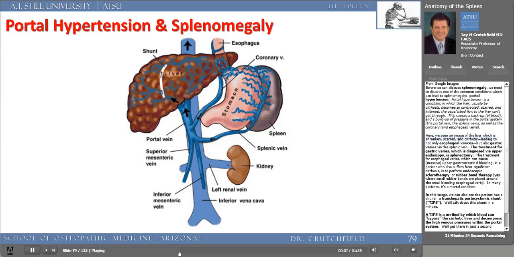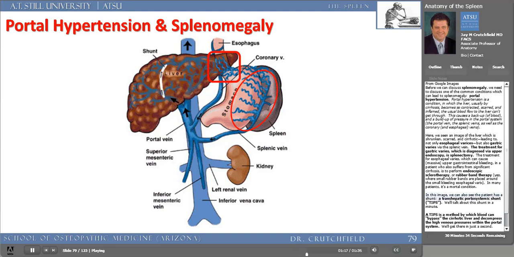Here we see an image of the liver, which is shrunken and cirrhotic, leading to not only esophageal varices, but also to gastric varices via the splenic vein. The treatment for gastric varices, which is diagnosed on upper endoscopy, is to perform splenectomy. The treatment for esophageal varices, which can cause upper gastrointestinal bleeding in a patient who has significant cirrhosis, is to perform endoscopic sclerotherapy or rubber band therapy, where small rubber bands are placed around the bleeding esophageal varices. In many patients, it's a mortal condition.